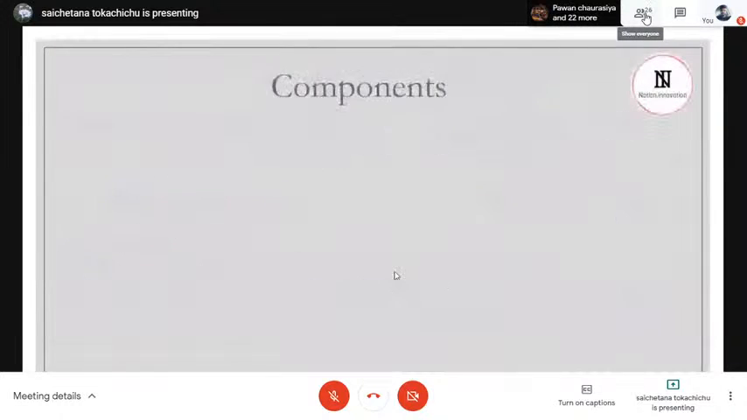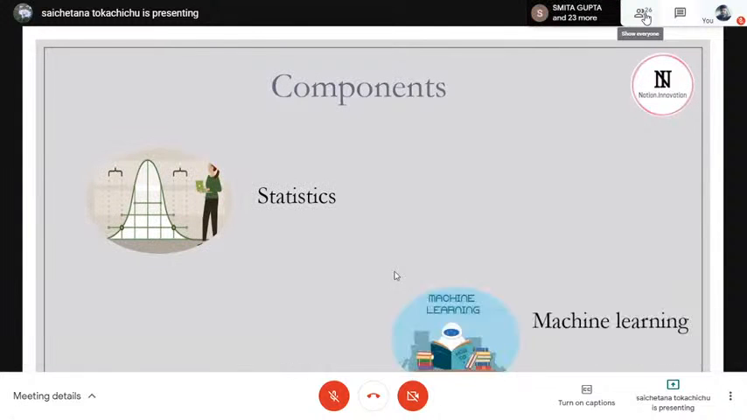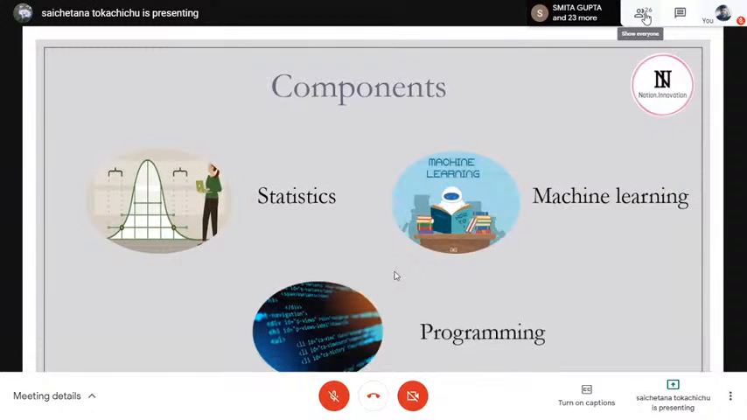What are its components? I have explained to you the applications, what makes it interesting. So let's see what is behind data science. Behind data science are statistics, machine learning, and programming. So any ideas about statistics?